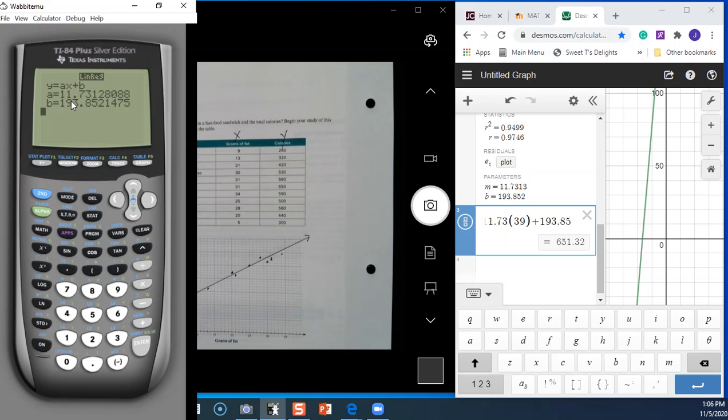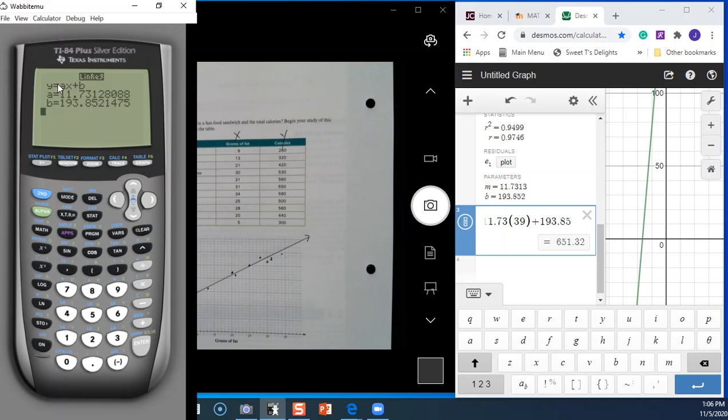Now, instead of using mx plus b, they use ax plus b, but a represents your m. And it's 11.73 if we round, and then it's 193.85 if we round. So this did give us those values.